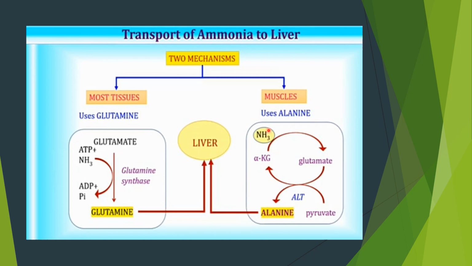Actually, what happens? The amino acid transfers its amino group to alpha ketoglutarate and forms glutamate. So the amino group from amino acids is collected in glutamate. This glutamate then transfers its amino group to pyruvate and forms alanine. This alanine is then transported towards the liver, and in the liver this ammonia is again regenerated and incorporated into urea. The urea formed is then excreted from the body through urine.